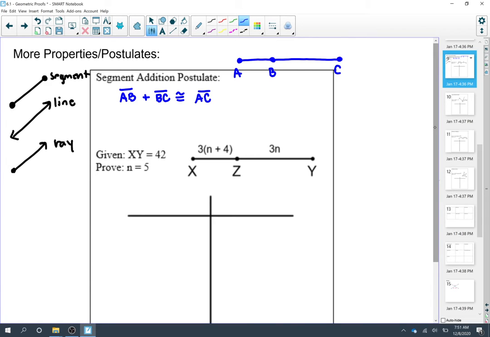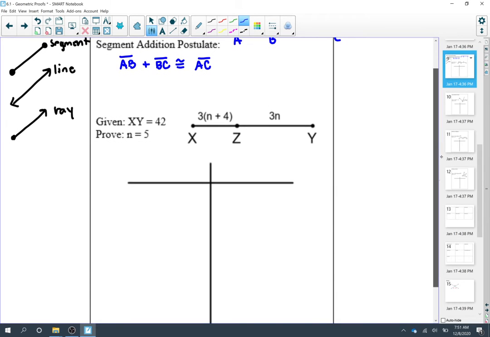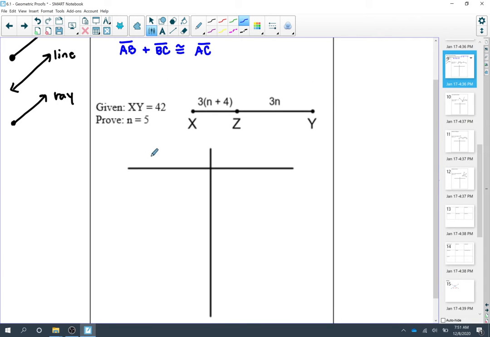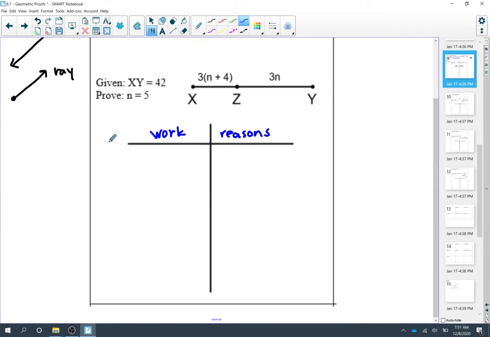Now, let's see how that plays out in an actual proof. So, two-column proof, just like before, work, reasons. And then number one, like I said, is always what you're given. Okay, what are we given? What are we starting with?